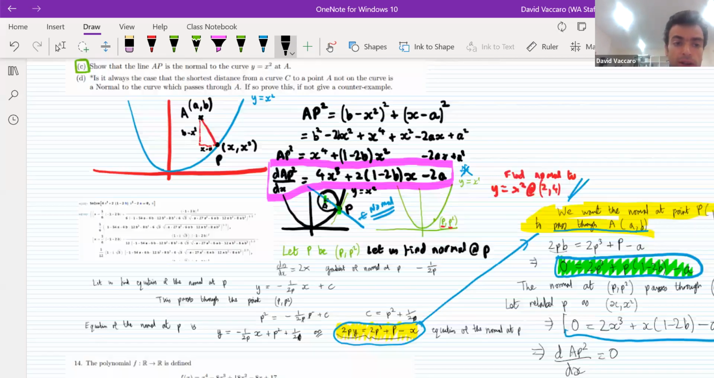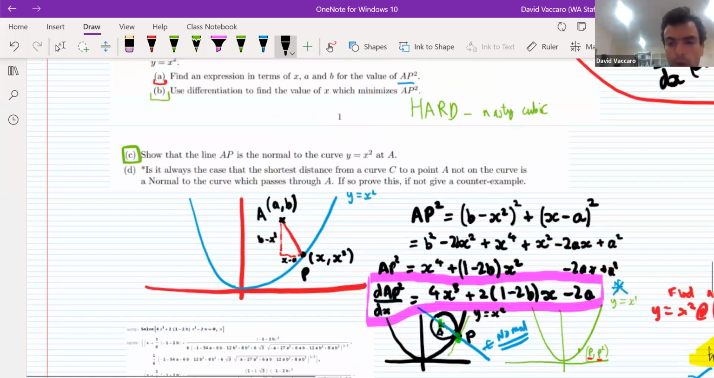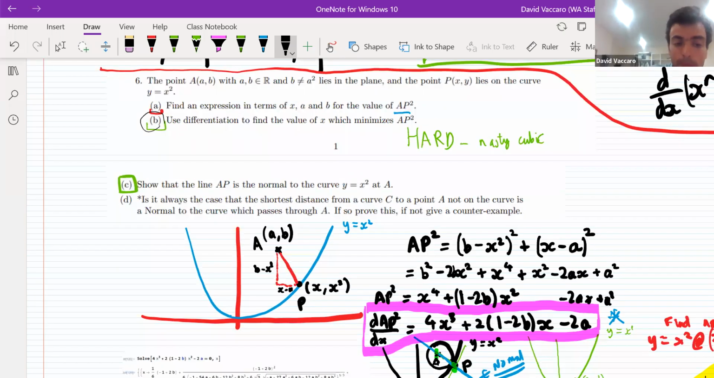Okay, so part B, to actually find the coordinates of the points, we get a nasty cubic. But point C is doable, and would be a nice university level question on differentiation. So what we've shown here is that the point P, which minimizes the distance from A to the curve, is also the point P such that AP is the normal to the curve y equals x squared.